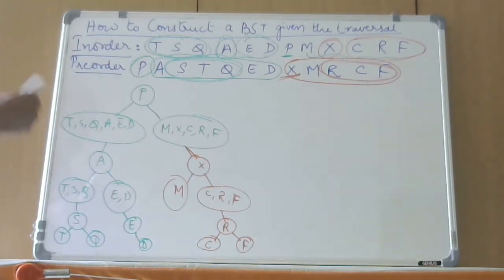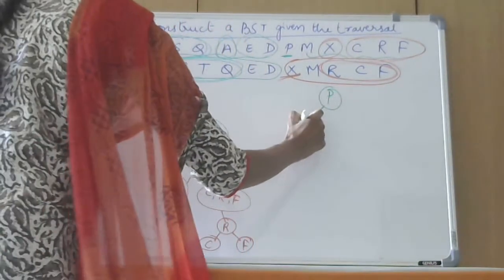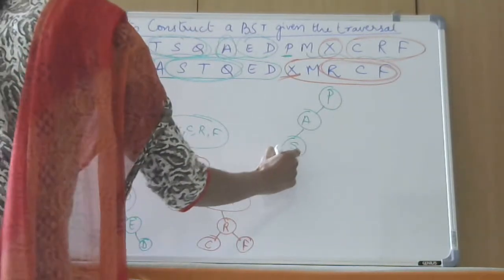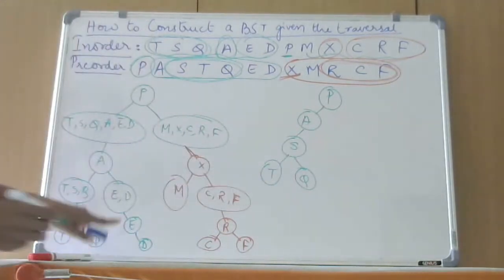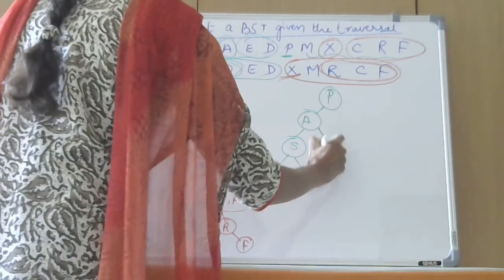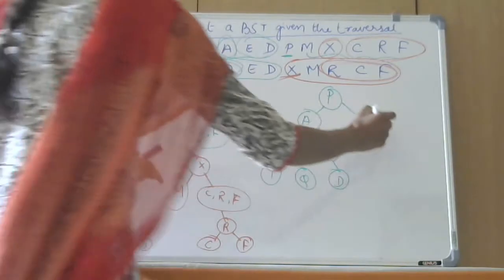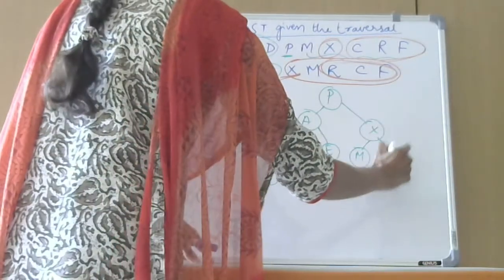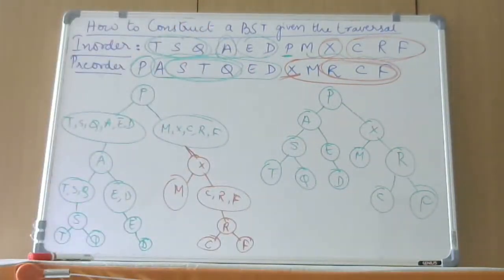So let me put down the entire tree now. I started with P, and then we had A, then we had S, then we had T and Q. Again, right of A is E, and then followed by D. Come to the right side of P. So after P I will write X. Left of X is M. Right of X is R. And then we have C and F. So this becomes your tree given the traversal. I hope I am clear.